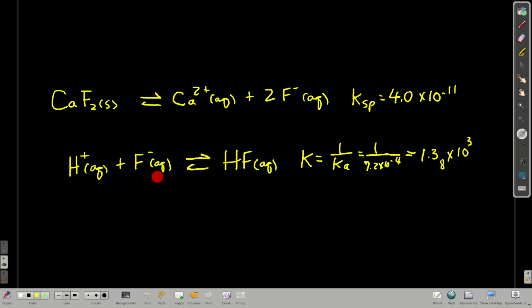Now the K for this reaction is just 1 over Ka for hydrofluoric acid. It ends up Ka for hydrofluoric acid is 7.2 times 10 to the minus 4th. 1 over that is about 1.4 times 10 to the 3rd, 1,400. That's pretty big, which means equilibrium-wise far on this side. So we're pulling a lot of this fluoride out, most of it out, really helping dissolve that calcium fluoride.